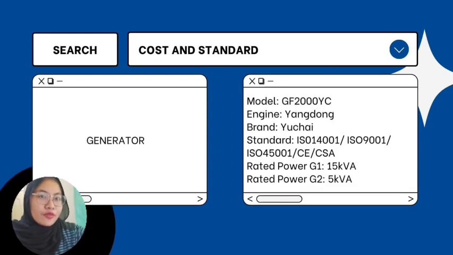For the second equipment, it would be generator. There is generator 1 and generator 2. We would be using the same model, which is GF2000YC, and the engine that it uses is Yangdong, and it is a brand from Yuchai. The standards that it uses are ISO 14001, ISO 9001, ISO 45001, CE, and also CSA. The rated power for generator 1 would be 15 kilovolt ampere, and the rated power for generator 2 would be 5 kilovolt ampere.